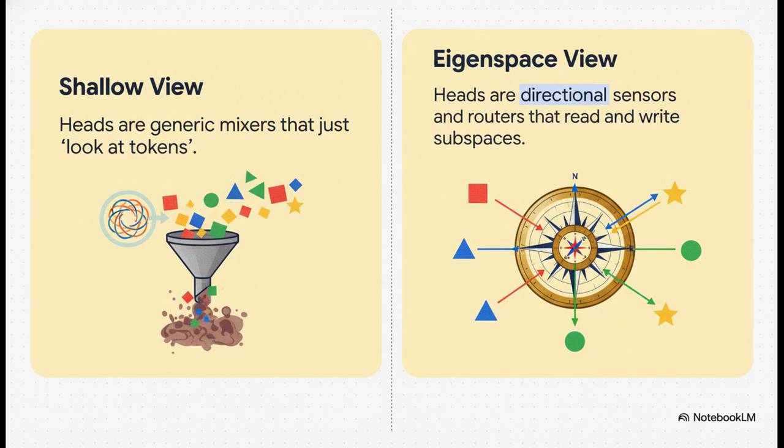So the old, shallow view was that these heads just look at tokens, almost like a generic blender mixing words together. But when we look through the Eigenspace lens, we see something way more sophisticated. Each head is more like a specialized sensor and a router, actively reading information from specific directions of meaning and then writing that information into others. It's a really targeted communication system.